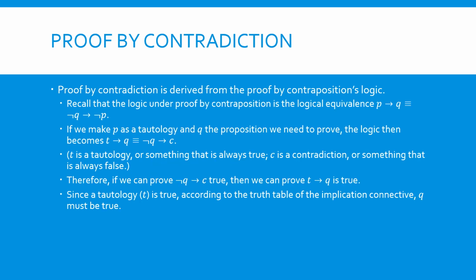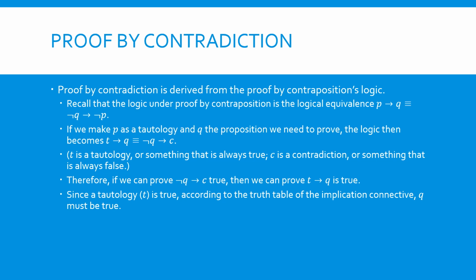The second indirect proof technique is proof by contradiction. Its underlying logic can be derived from that for proof by contraposition. Recall that the underlying logic for proof by contraposition is the logical equivalence between P implies Q and not Q implies not P. Now, make P a tautology or T, which means something always true, and make Q the proposition we want to prove.